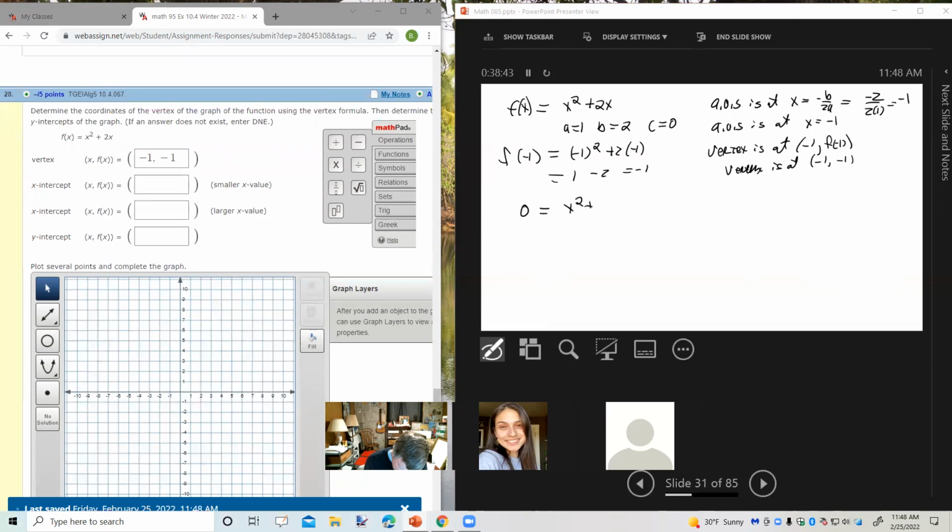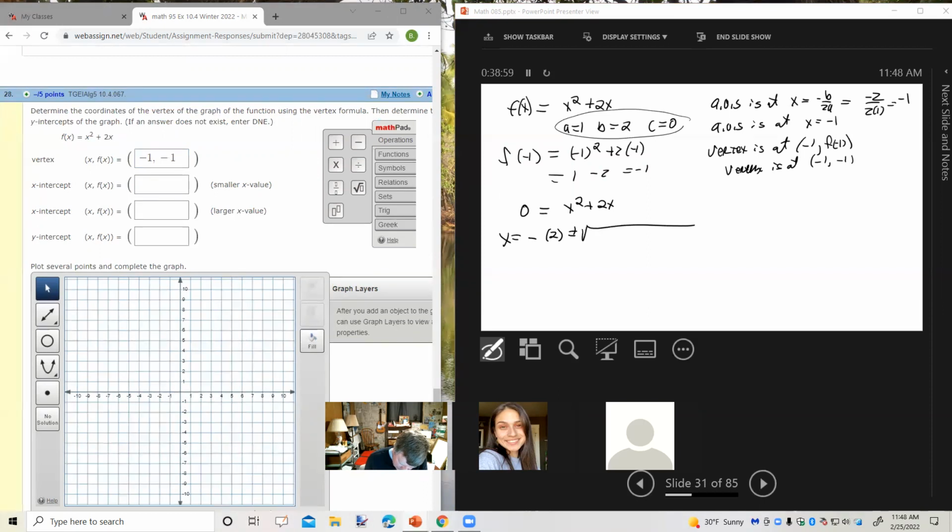So we get that. I can solve that by either factoring or the quadratic formula. I'm going to use the quadratic formula. I already have my a, b, and c right there. X equals negative b plus or minus the square root of b squared minus 4ac all over 2a. X is negative 2 plus or minus the square root of 4 minus 4 times 1 times 0, which is 0, so it's just plus or minus the square root of 4, all over 2.